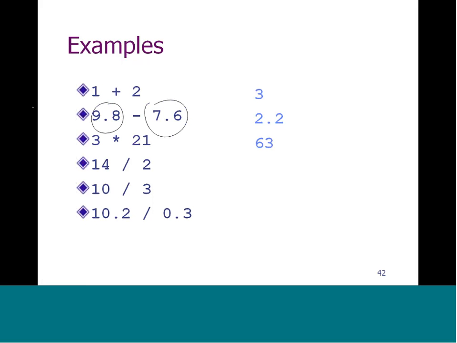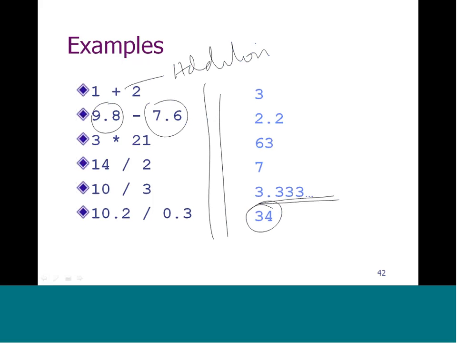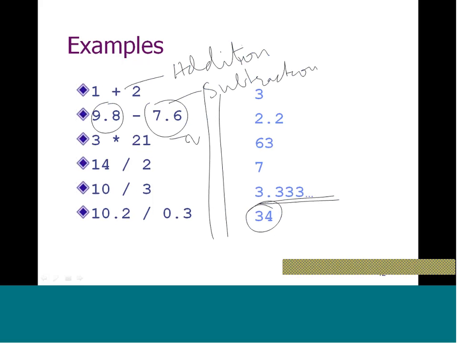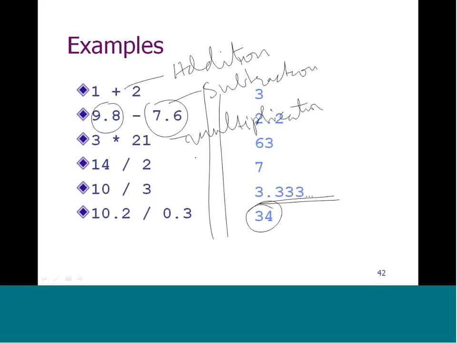3 times 21 is 63. 14 divided by 2 is 7. 10 divided by 3 is a floating point number, 3.33333. Perl's precision is limited by what your computer allows. And 10.2 divided by 0.3 is 34. These are pretty straightforward operators: the addition operation, subtraction, multiplication, and division. So these are the basic operators.